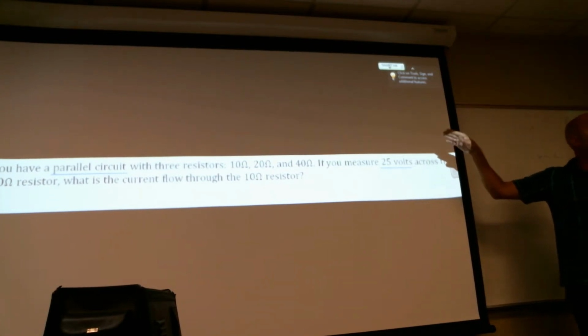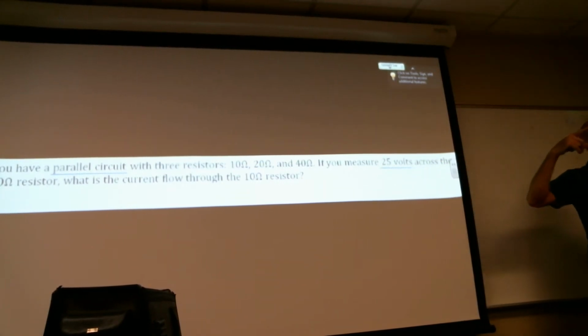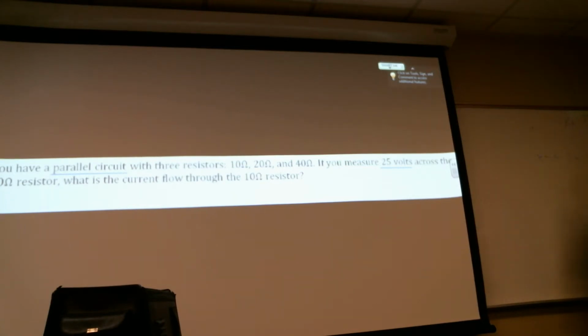That's the only trick to this, remembering they're throwing you off by giving you the voltage on another resistor to make you think all the resistors have different voltage. 0.62 or 0.625.